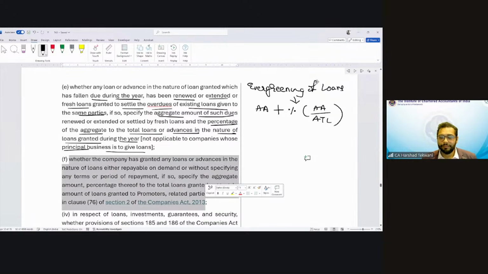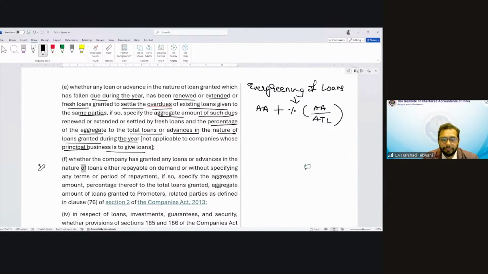Okay. Now let's go to point number F. Whether the company has granted any loans or advances in the nature of loans either repayable on demand or without specifying any terms or period of repayment; if so, specify the aggregate amount, percentage thereof to the total loans granted, and aggregate amount of loans granted to promoters, related parties as defined in clause 76 of section 2 of the Companies Act, 2013. So now, if any loan is given without specifying the terms of repayment, or repayable on demand, which is equivalent to without specifying any terms of repayment. Repayable on demand means whenever the company demands the loan, and the company usually in this scenario never demands. So repayable on demand without specifying the repayment schedule.